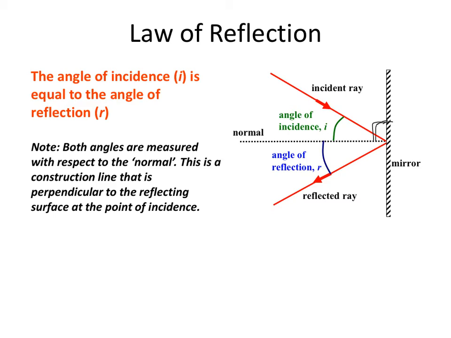It's a mirror for my normal, and what we do is we measure the angle from the normal to the ray. So the incident ray comes in here, it bounces off, and that's a reflected ray, and the angle of reflection is equal, it's the same size as the angle of incidence, and you should probably use a protractor to make sure of that in the exam.